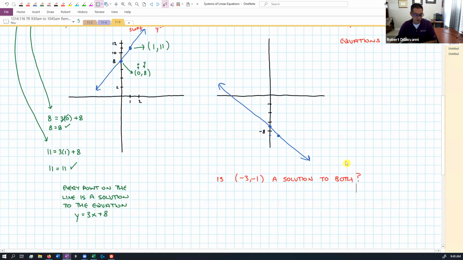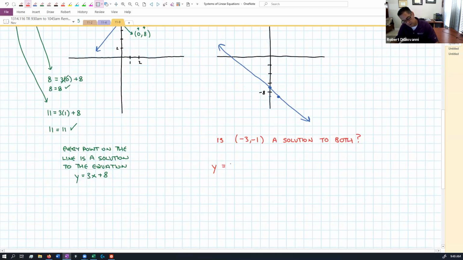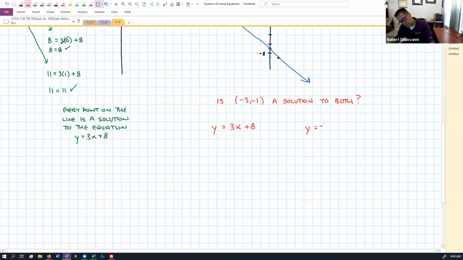Well, how do we check it? We have to just bring down each of these equations. So the first equation was this one. The second equation was, and now what we're going to do is we're going to make sure that this point works in both lines, that we get a correct solution. So here, replacing x with -3, y with -1.